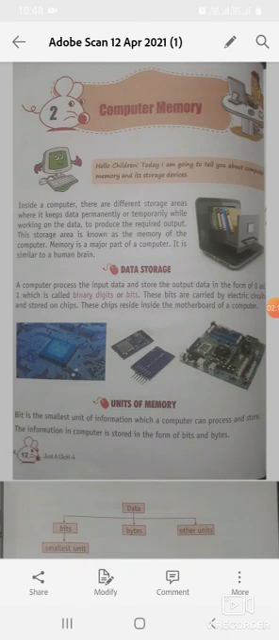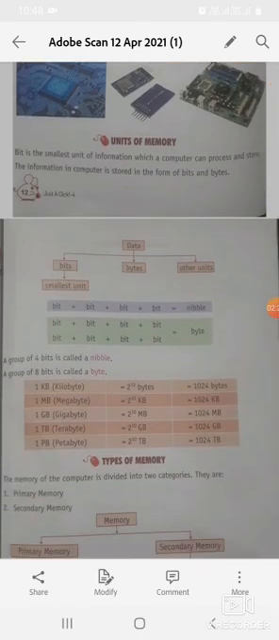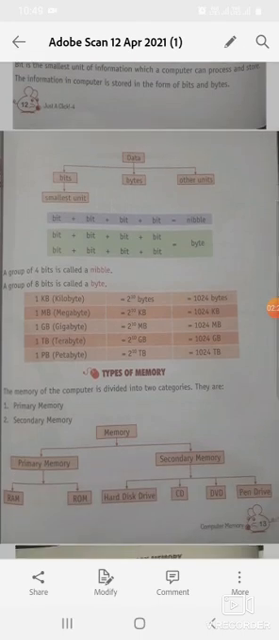The information in a computer is stored in the form of bit and byte. Now with this diagram you can see data can be stored in the form of bit, byte and other units. A bit is the smallest unit. A group of 4 bits is called a nibble and a group of 8 bits is called a byte.